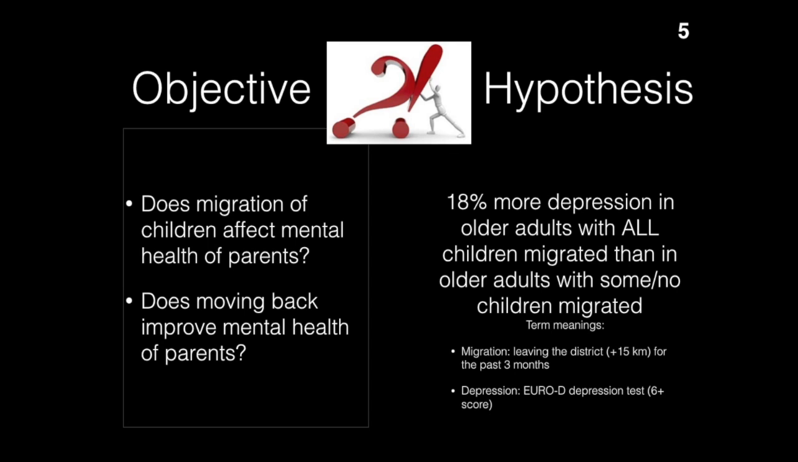They measured mental health using the Euro-D depression test, which is a standard method. They ask the parents a number of statements such as, I feel lonely, and ask the parents to respond as agree or disagree with the statement. A score of 6 or more on this test suggests depression.